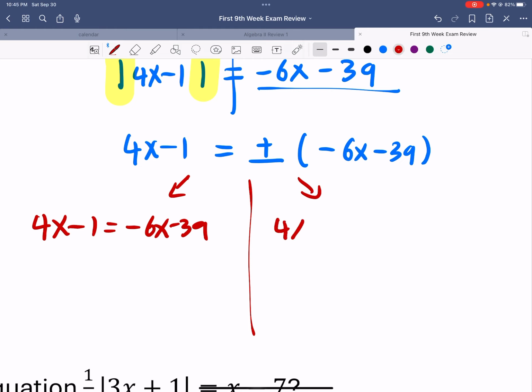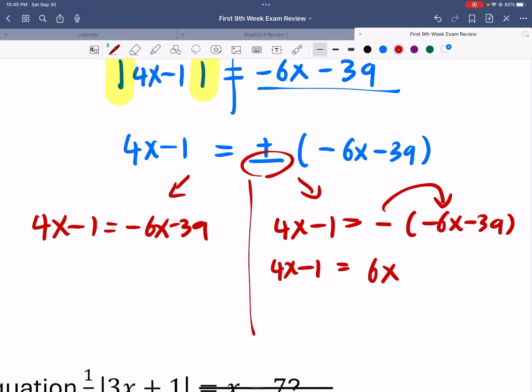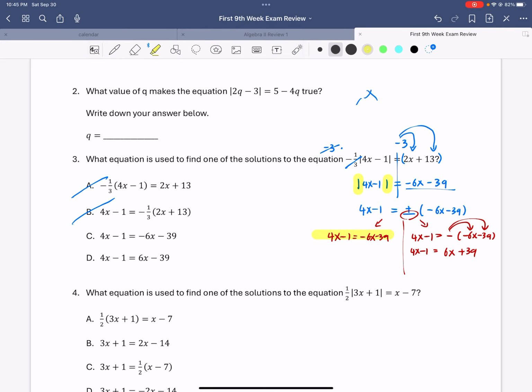Second, I just write this one down, same thing, but this time for negative. So negative, parenthesis, negative 6x minus 39. But this time I put parenthesis with a negative because negative can actually make a difference. Negative times negative 6x will become positive 6x. Negative times negative 39 will become positive 39. So your answer choice should be one of these 2. And to me, it looks like this is the answer because this matches with that. Okay, so that's about it.